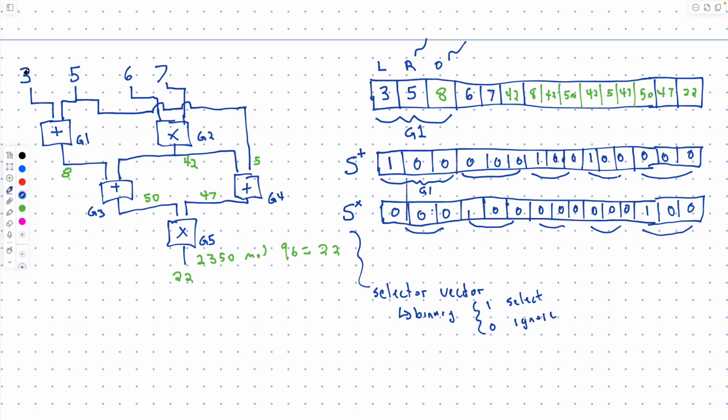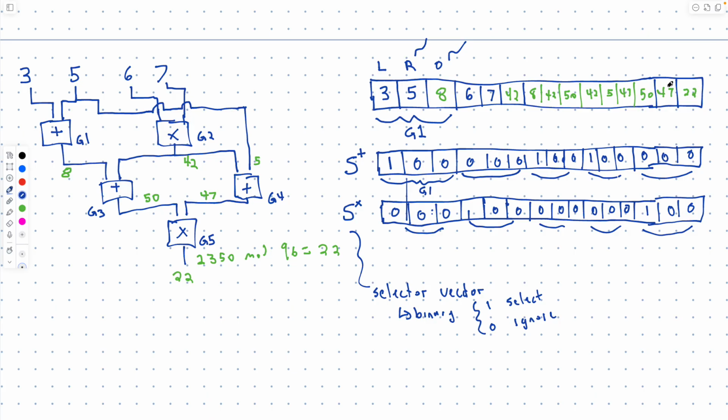I came to you at the start and I said, if I execute this circuit on the inputs 3, 5, 6, 7, you get the output 22, okay? How do you know I actually used 3, 5, 6, 7? You don't until you go looking for it, okay? How do I tell you the output's 22? How do you know the output's 22? Well, you have to go and you have to look here, okay?